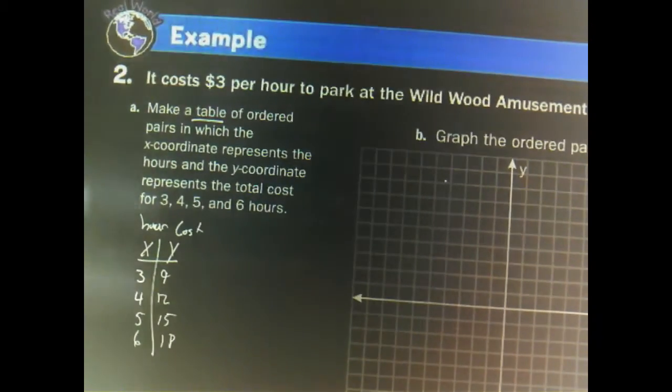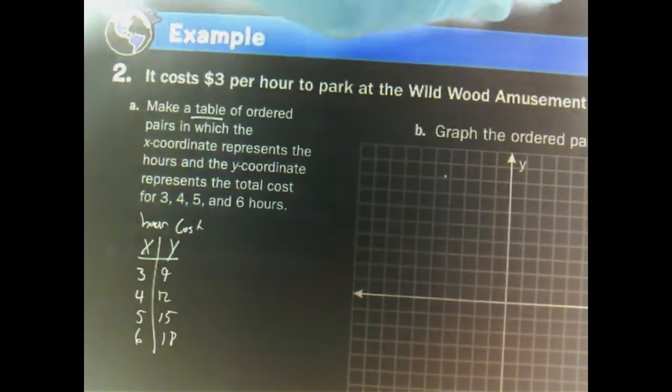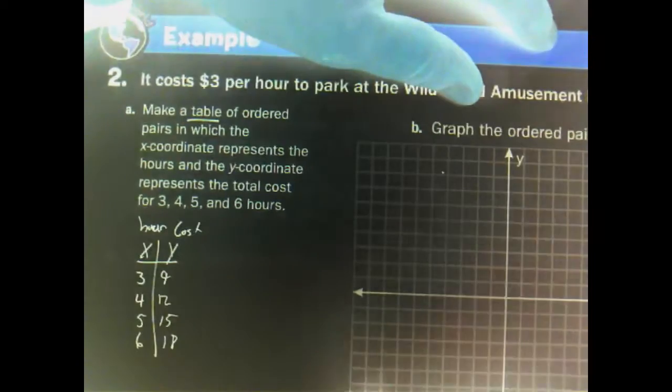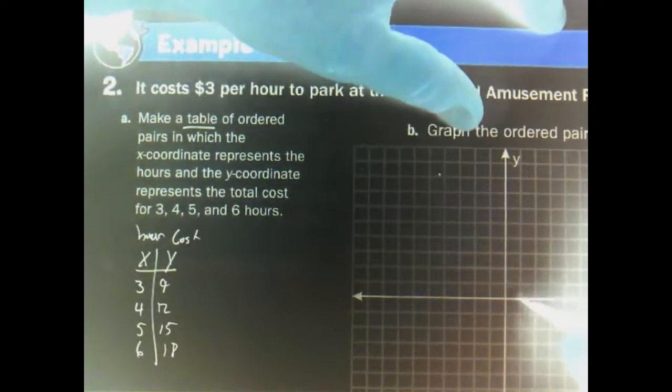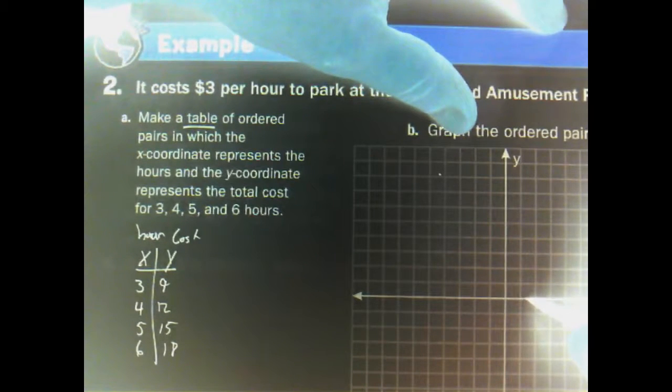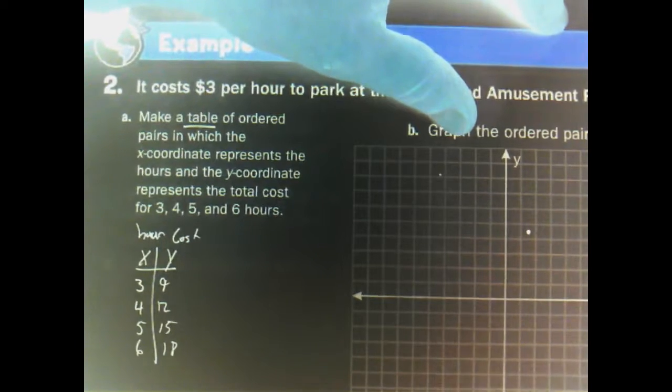Okay, and then part B, it says graph the ordered pairs. So here we're going to have to go by 2's in order to get this number 18 and 15 and everything to fit on there. So 3, 9 would be 2, 4, 6, 8, 9 right there.